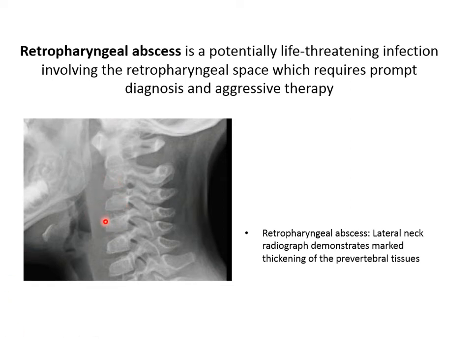The lateral neck radiograph demonstrates marked thickening of the prevertebral tissue. Normally, how much should the prevertebral tissue be? Less than 7 mm, or less than the width of the vertebra. You compare it with the vertebra adjacent to it. It should be less than the width of the vertebra. Here it's almost the same, maybe even more.